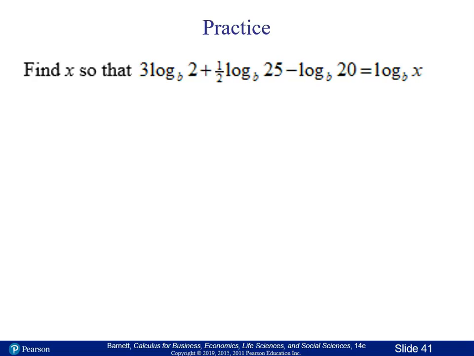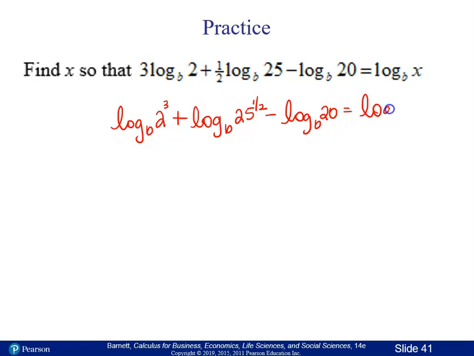Okay, here's one for you to try. Let's try to simplify each term before we combine them together. So if we bring the 3 up, we're going to have the log base b of 2 to the third. And then we're going to have log base b of 25 to the 1/2 minus log base b of 20 is equal to log base b of x.